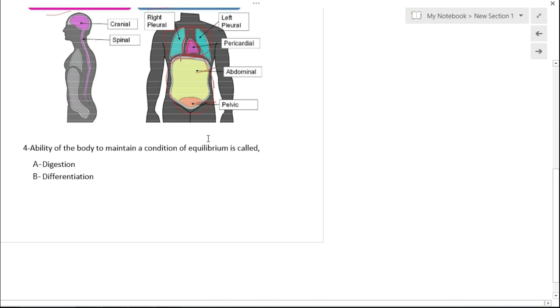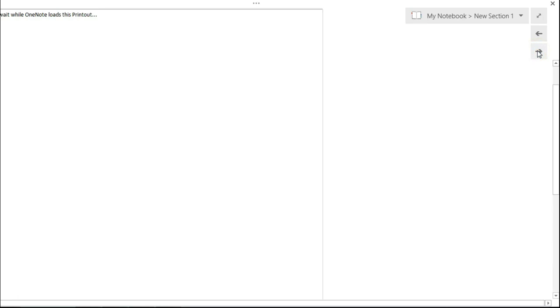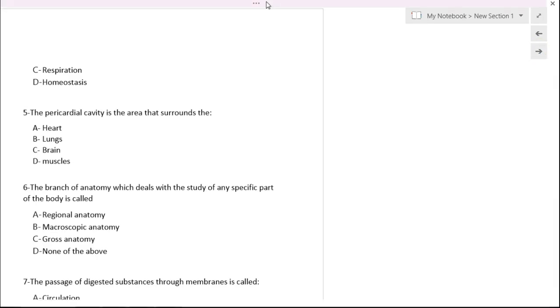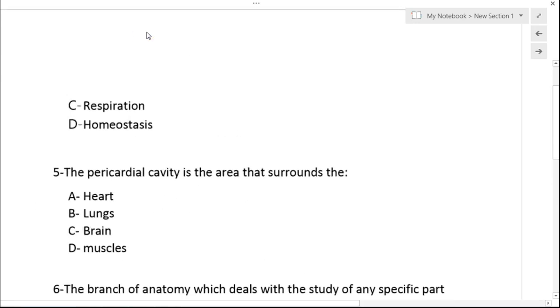Question number 4. Ability of the body to maintain a condition of equilibrium is called. Ability of a body to maintain a condition of equilibrium. Option A, digestion. Option B, differentiation. Option C, respiration. And option D, homeostasis. The correct answer is simple. Option D is the correct answer. Homeostasis is the correct answer.